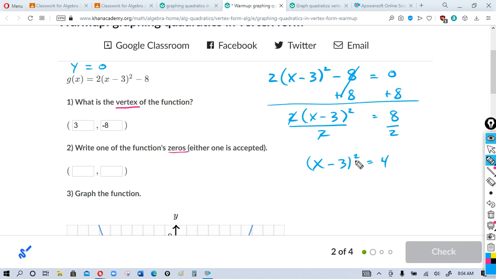Okay, and now to get rid of the squared, you just take the square root of both sides. So taking the square root removes the squared part, so it's x minus 3, and the square root of 4 is just 2. Also, negative 2 would work, but they said either one is accepted, so I'm going to just keep the positive 2, and then from here it's simple. You add 3 to both sides. The 3's cancel, and x is going to equal 2 plus 3, so x equals 5.